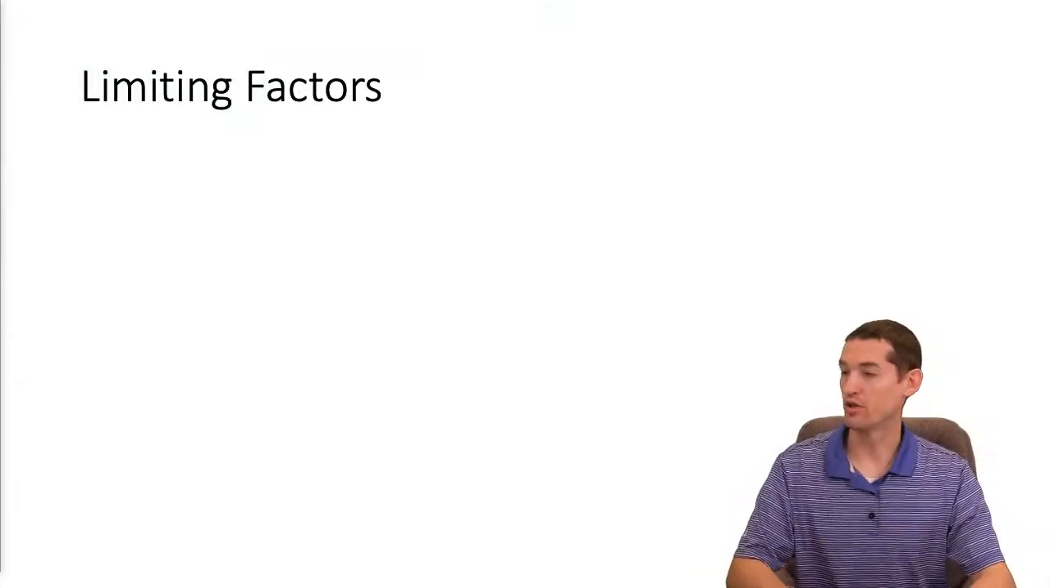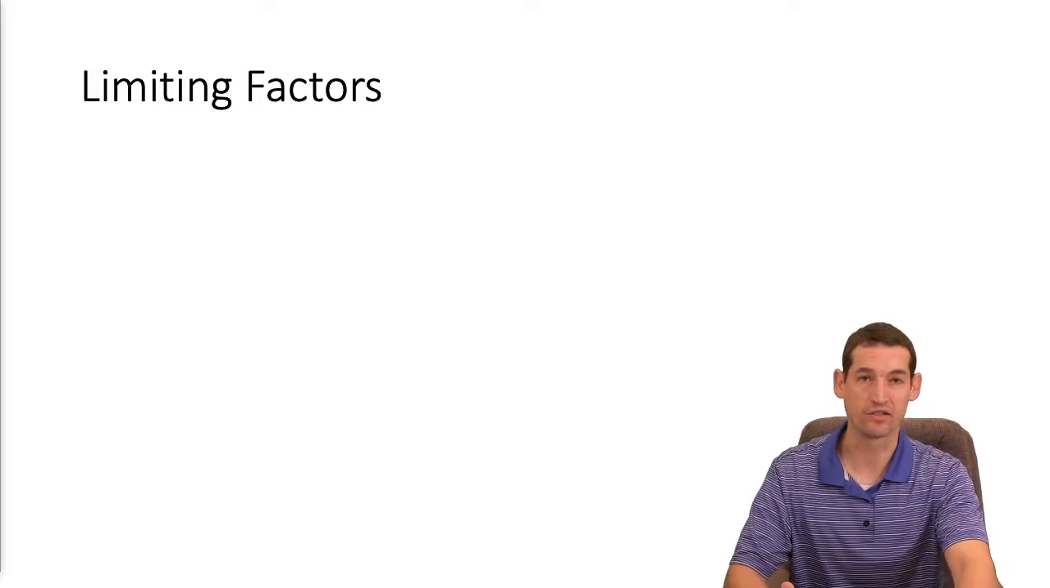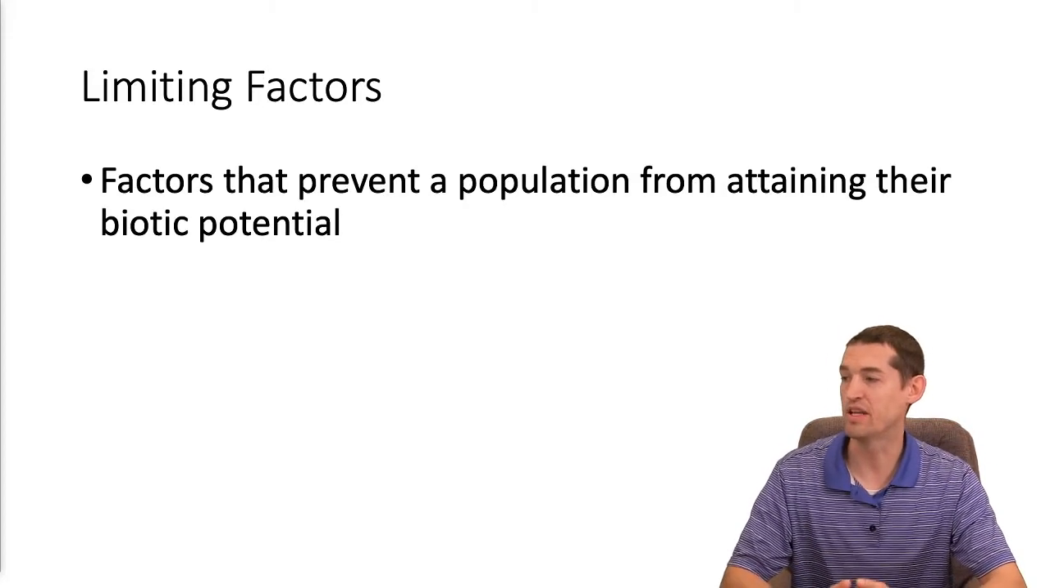All right, hopefully you've taken some time to learn the four things that make up biotic potential and how they fit together and work to make a population grow, or at least influence how a population can grow. What we're going to look at now is what are some of the things that keep a population from growing out of control. Why don't gophers take over southern Alberta? So we call those limiting factors. And these are factors that prevent a population from attaining their biotic potential.